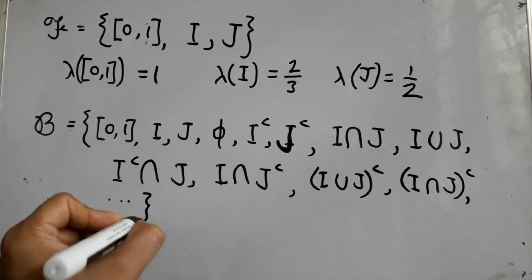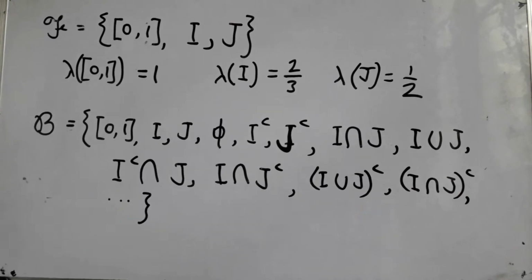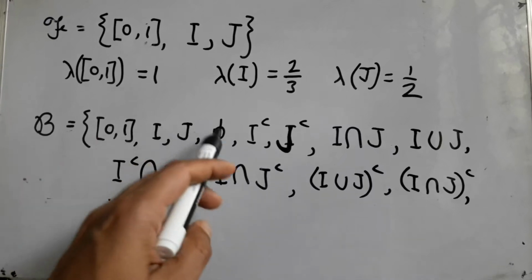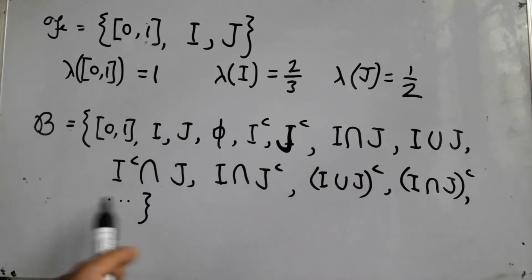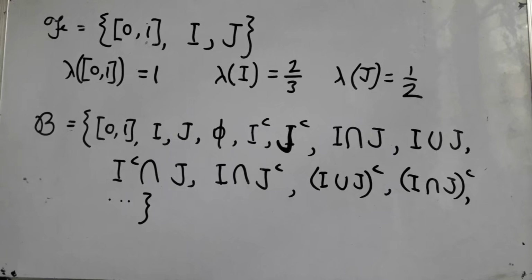You can easily convince yourself that there should be 16 such sets, and so far I have counted 1, 2, 3, 4, 5, 6, 7, 8, 9, 10, 11, 12. So 4 more are there. But let's continue with our exposition.